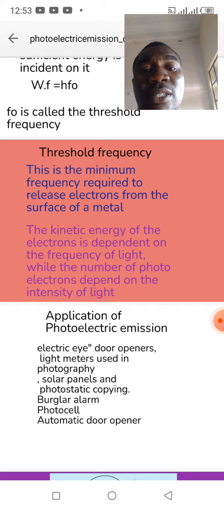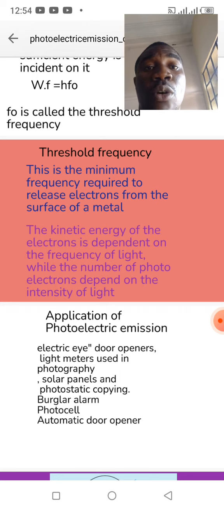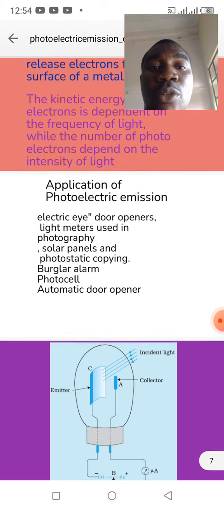But if you are asked the application of photoelectric emission, you can add that it can be used in the production or in the manufacture of a photocell. Now it's good we know the simple structure of a photocell, which I will show you very quickly. This is how a photocell looks.